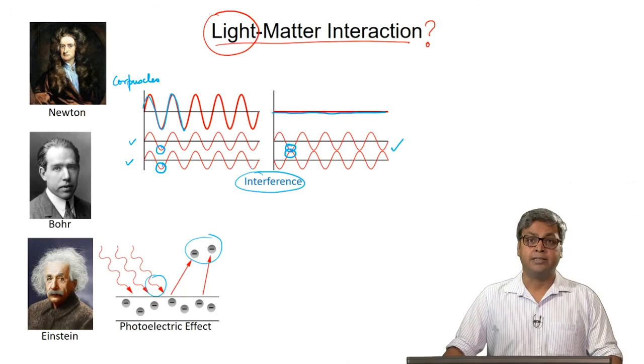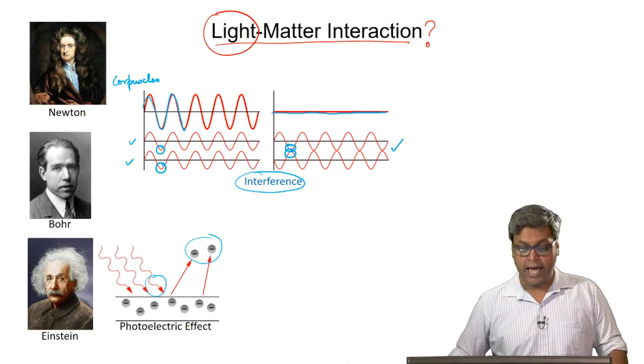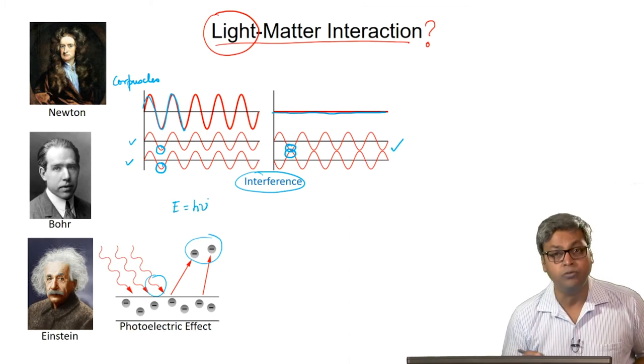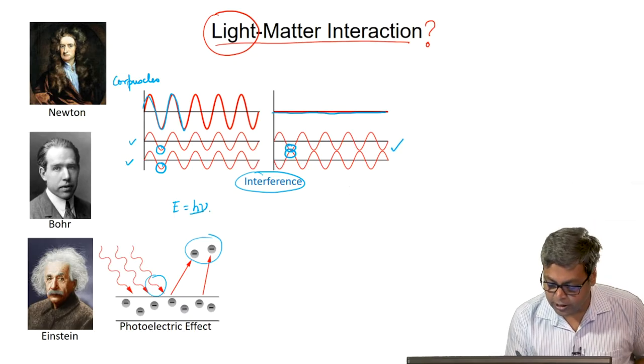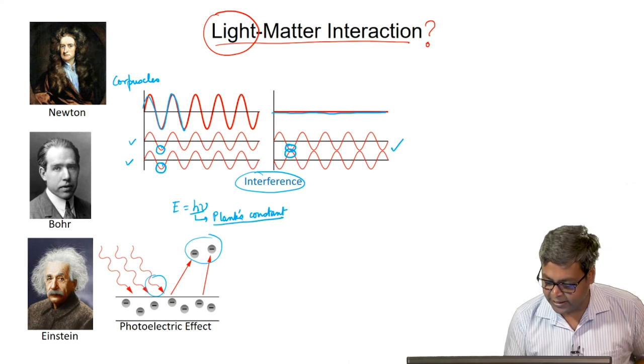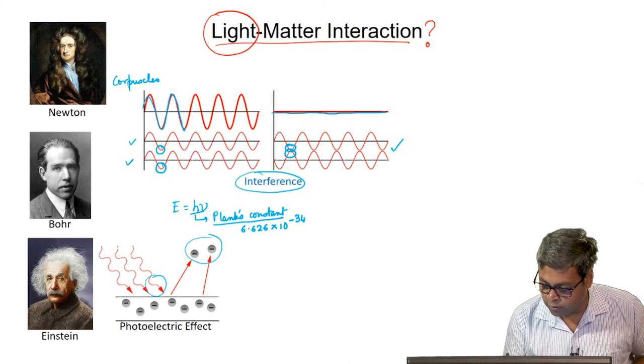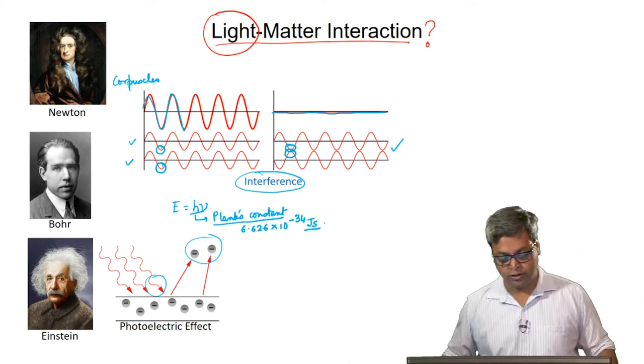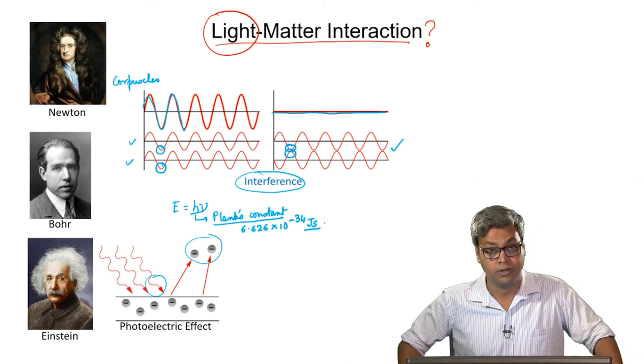Einstein said that one quantum of light has the energy E equals h nu, where h is known as the Planck's constant. And this Planck's constant has the value of 6.626 times 10 to the power minus 34 joule-second. Joule-second is the unit of the Planck's constant, or h.